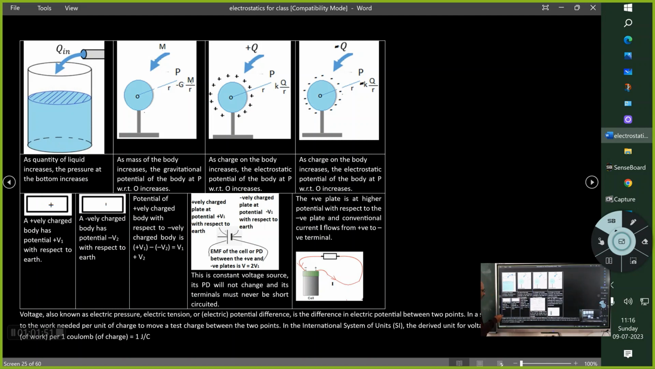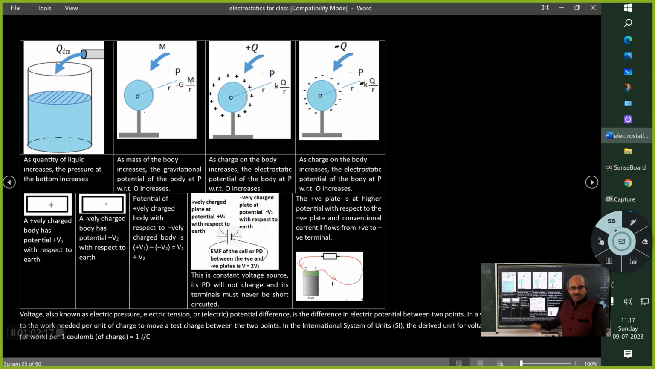Now see. This is a positively charged body having potential V1. I have already explained this, with the rod. If you go on pumping negative charges, it will also have negative potential. This surface will have positive potential, this surface will have negative potential. Now, you see.